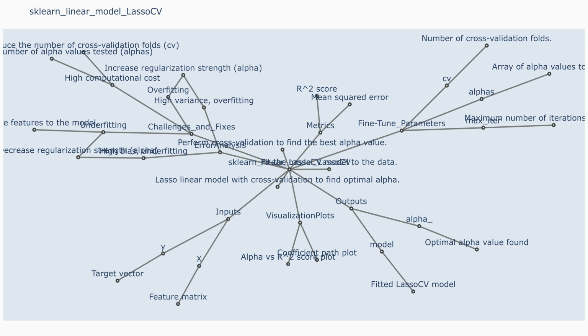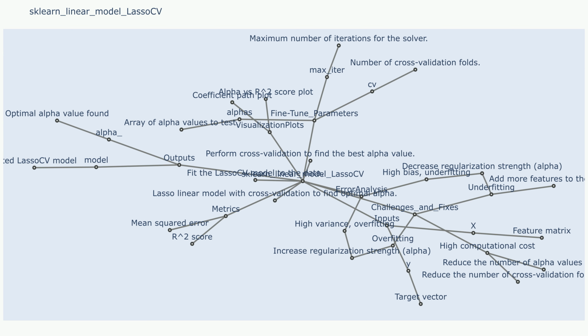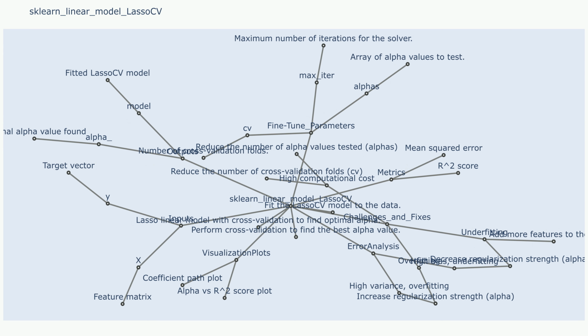sklearn, linear model, LassoCV. Description: LassoCV implements Lasso with cross-validation to select the best alpha. It searches over a range of alpha values and uses cross-validation to evaluate the performance of the model for each alpha. The best alpha is the one that results in the best cross-validation score.